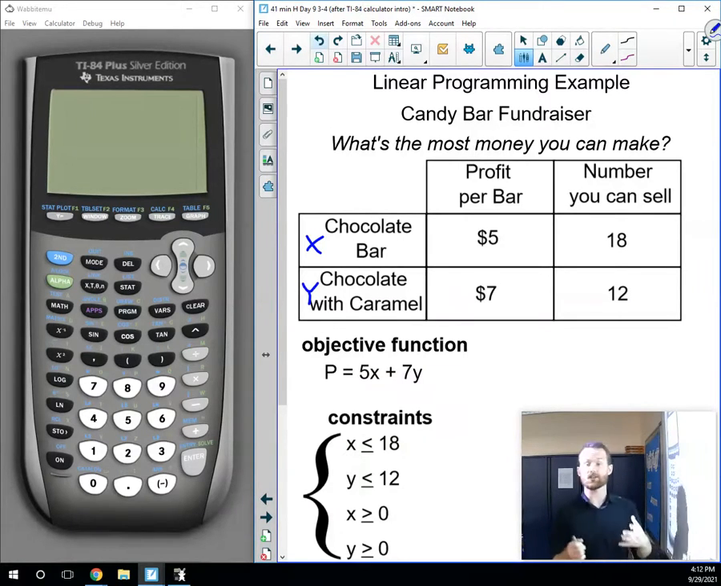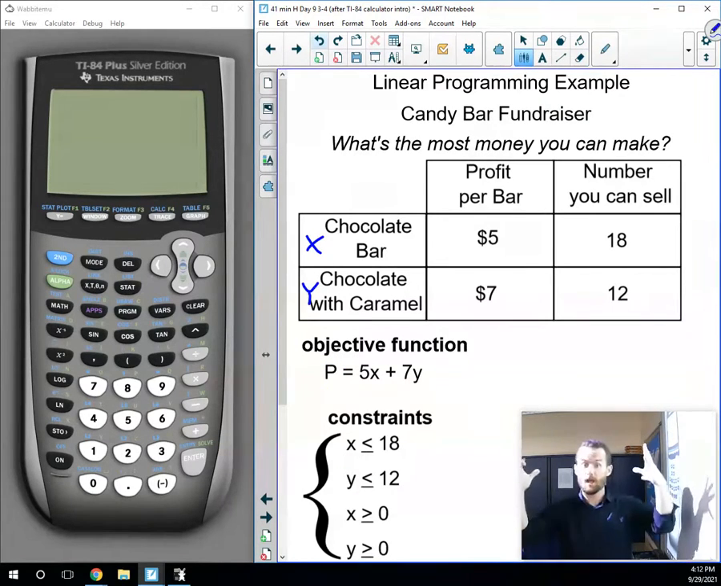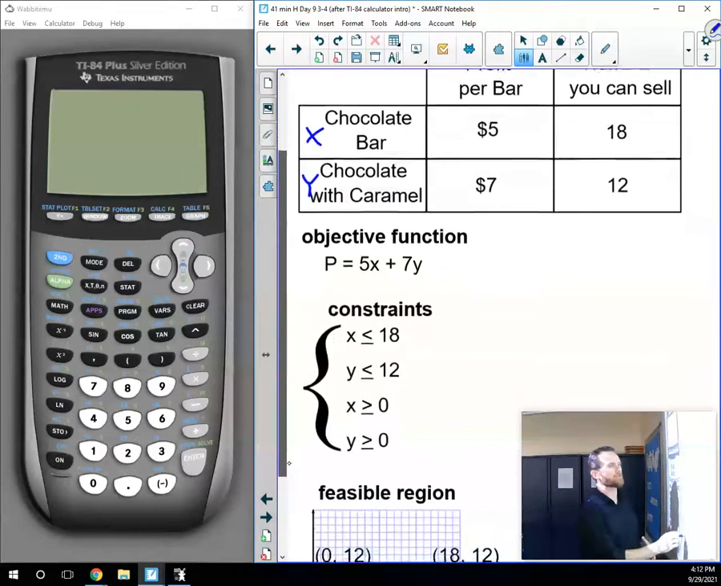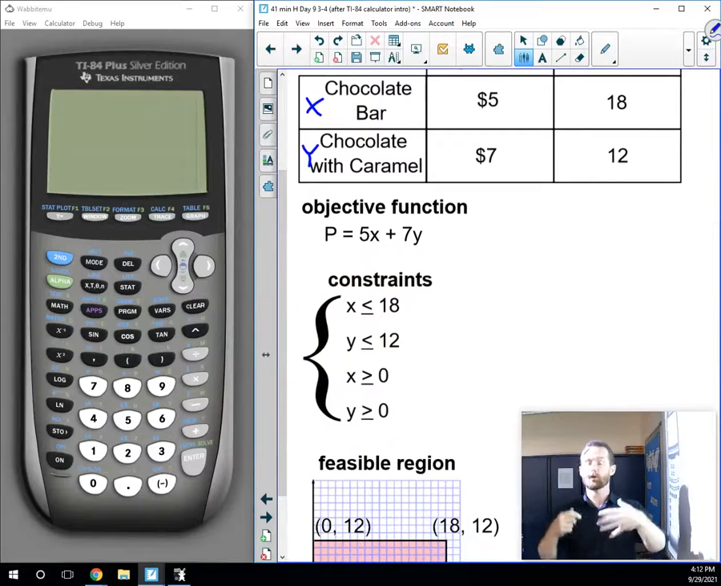Now, we don't know what the profit is. Remember, that's why we don't have a number here. We're not going to solve this. There's lots of different possible values for X and Y. We're looking for the values of X and Y that will give us the most profit, the biggest amount of money made.